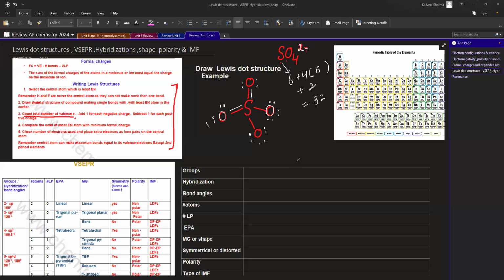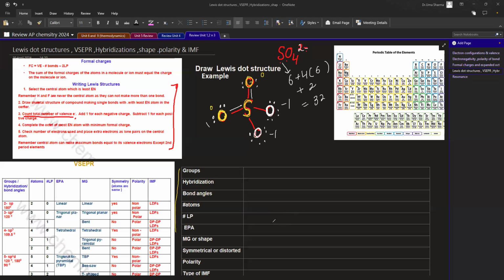But you have to show the formal charge. So check the formal charge. What's the formal charge on this oxygen? On this one, children? Yes, -1. On this one? -1. And on this one? Yes, very good. On this one? And sulfur? 0. Okay, fine.